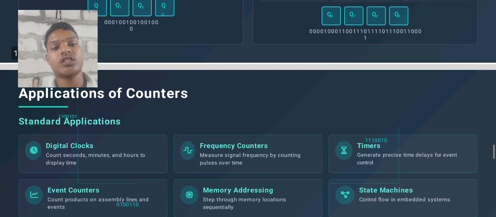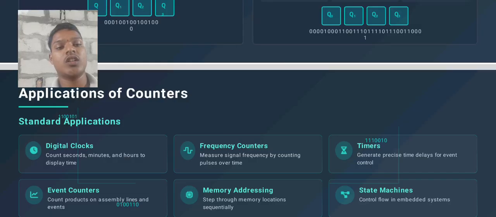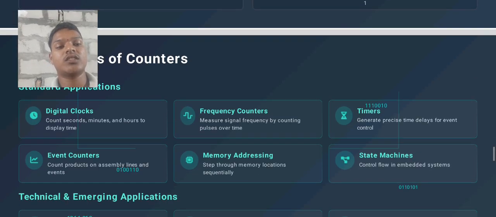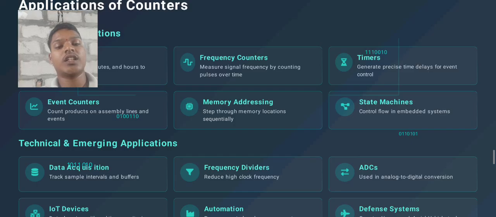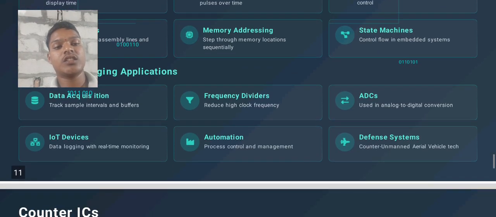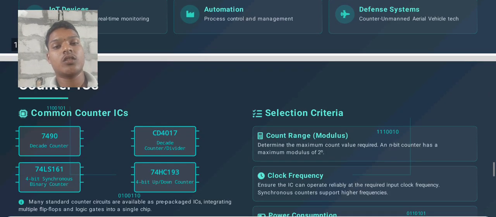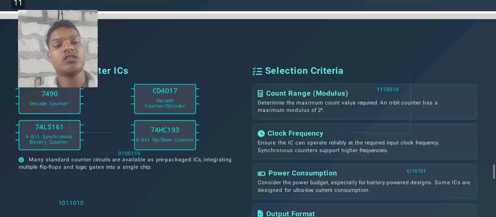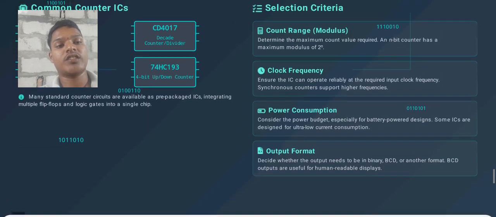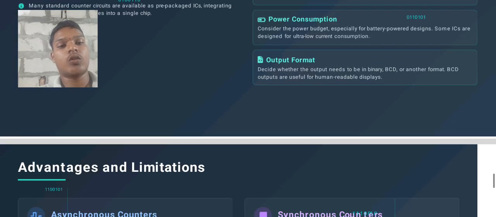Application of counters: standard applications: digital clocks, frequency counters, timers, event counters, memory addressing, state machines. Technical and emerging applications: data acquisition, frequency dividers, ADCs, IoT devices, automation, defense systems. Counter ICs: common counter ICs, counter range, clock frequency, power consumption, output format.